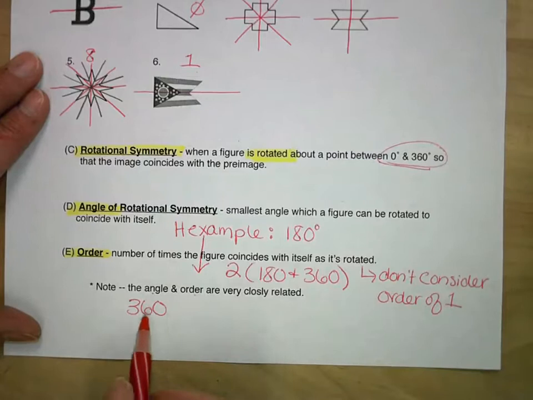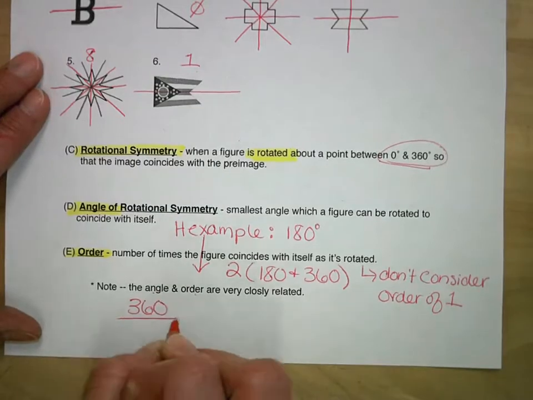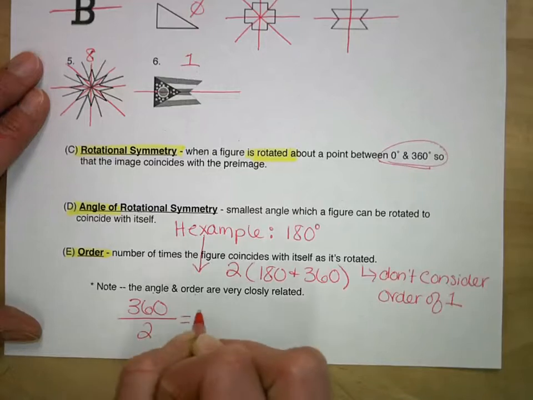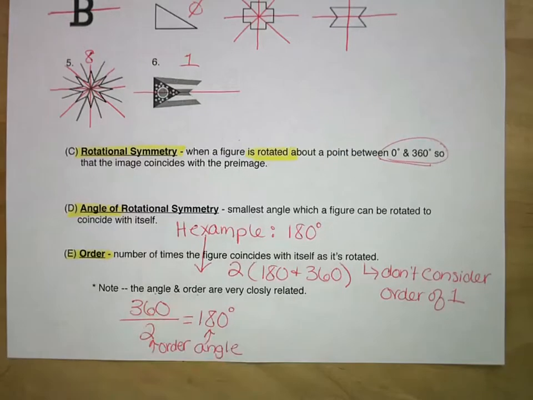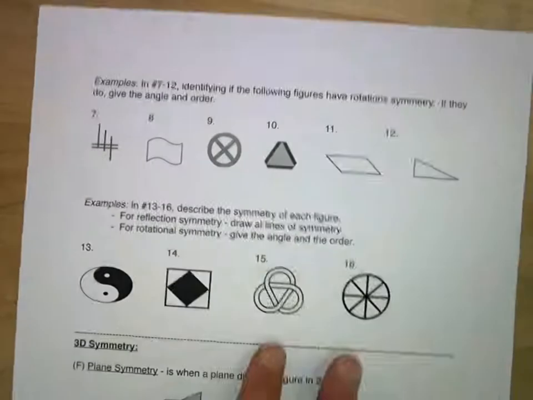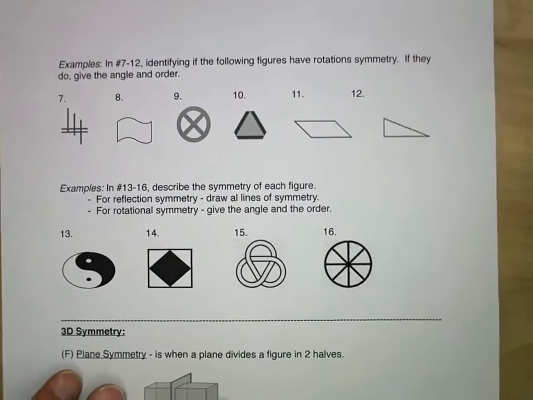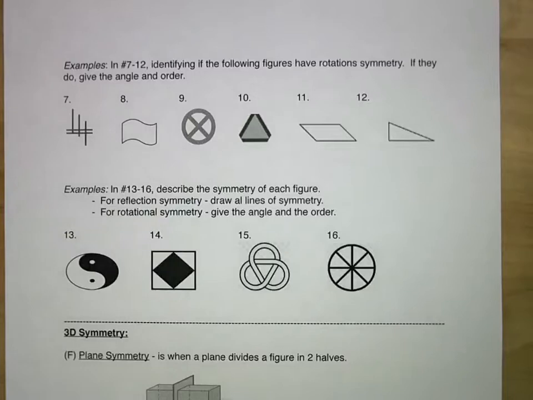But what you basically do is you take 360 and you say to yourself, how many times can I turn it? Well, if you can turn it twice, then that means the angle is 180 degrees. So this is the angle, this is the order. Do you see how, in a way, it's sort of like a little equation, how they're kind of related to each other? So I just put that little note on there, one is very closely related to the other one. So what I'd like you to do is turn your notes over, pause it here, and try numbers 7 through 12.